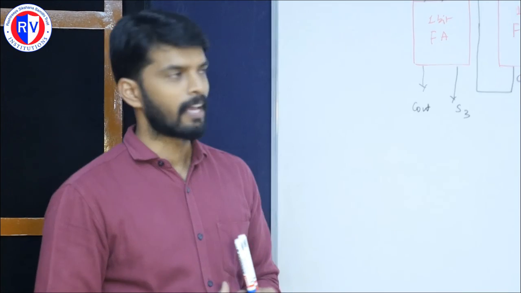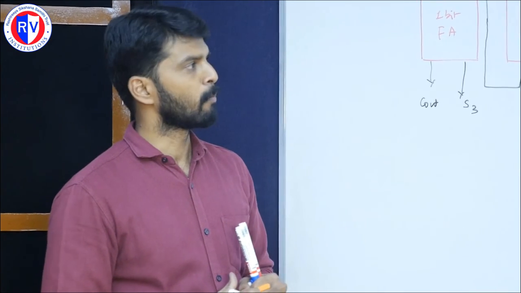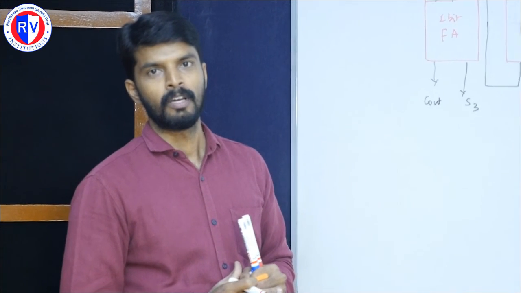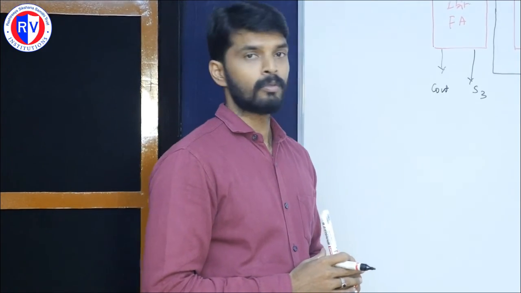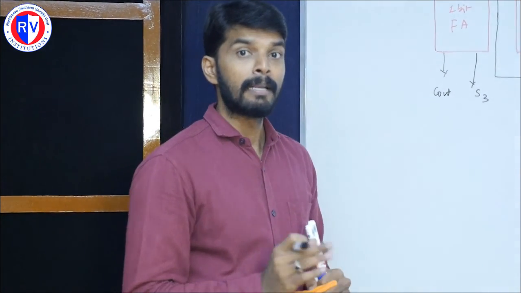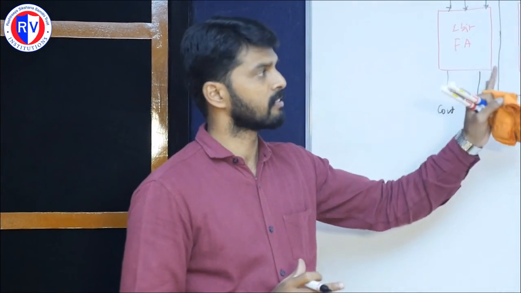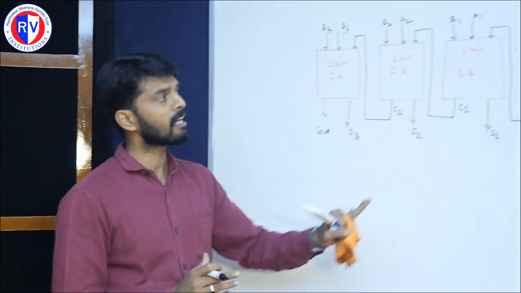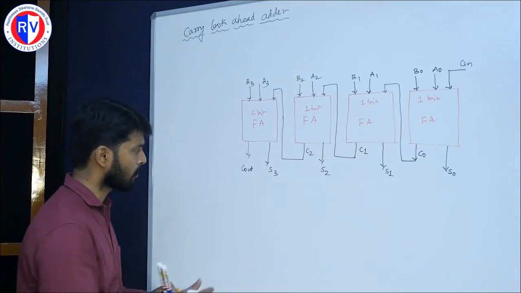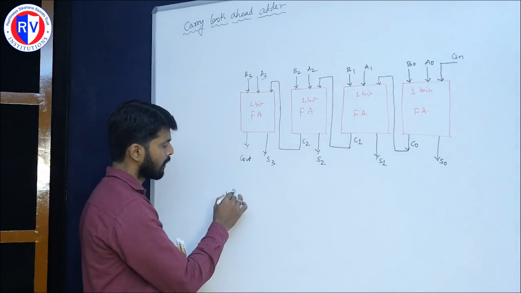In the last class, we discussed a 4-bit adder using a 7483, that is, with the help of a ripple carry adder, correct? So this is what we discussed in the previous class. This is the ripple carry adder. But in this ripple carry adder, there is a drawback. The drawback is the propagation delay.